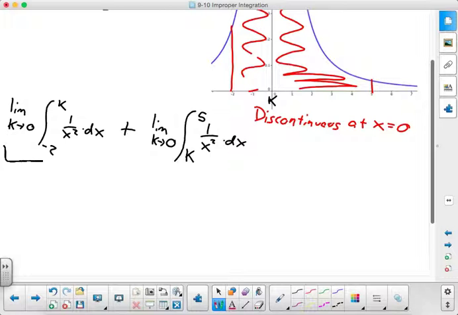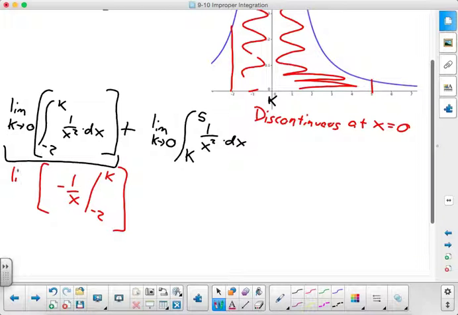So if we did the left, we already did this piece, so just do the integral. What's the integral? 1 over x again. And then I'm evaluating this at k and -2. And then at the end of all this, I'm going to take the limit as k goes to 0. Plug in a k, so I have 1 over k minus a negative 1 over negative 2, so really all this comes out to be is still minus a half, true?